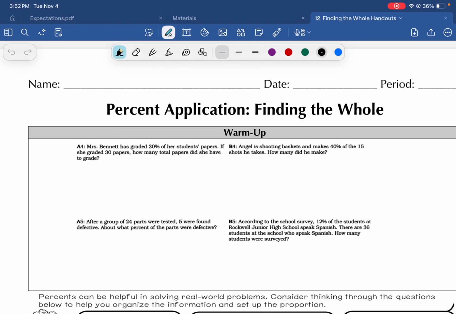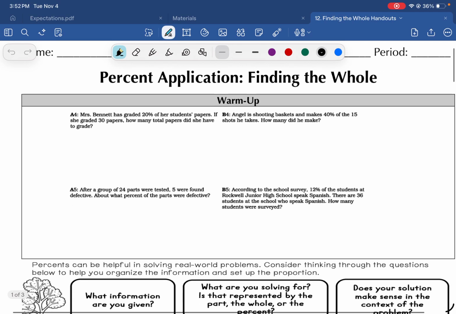All right, everybody. This lesson is called Percent Application: Finding the Whole. This is the last lesson in terms of our missing pieces for our proportions, and the final piece that's going to be missing.